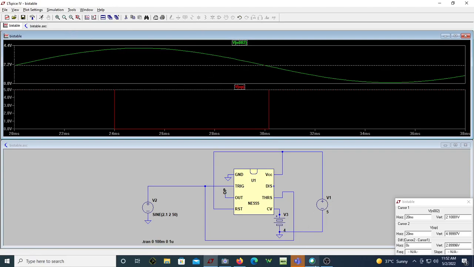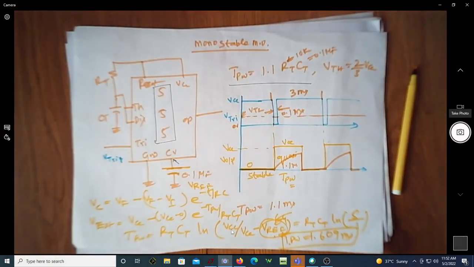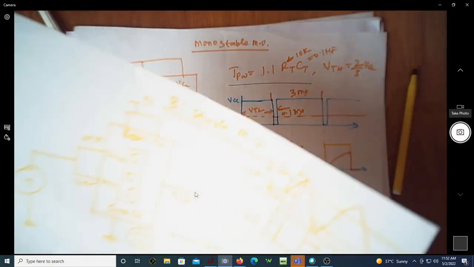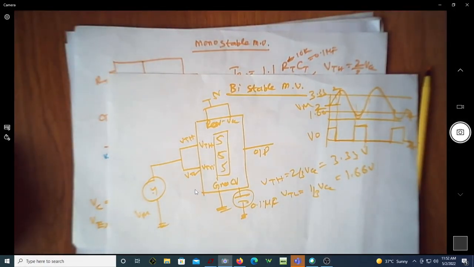This is the bistable multivibrator. Actually, we have seen in this particular video both the monostable multivibrator as well as the bistable multivibrator. In the previous video, we actually saw the astable multivibrator. Okay, thank you.